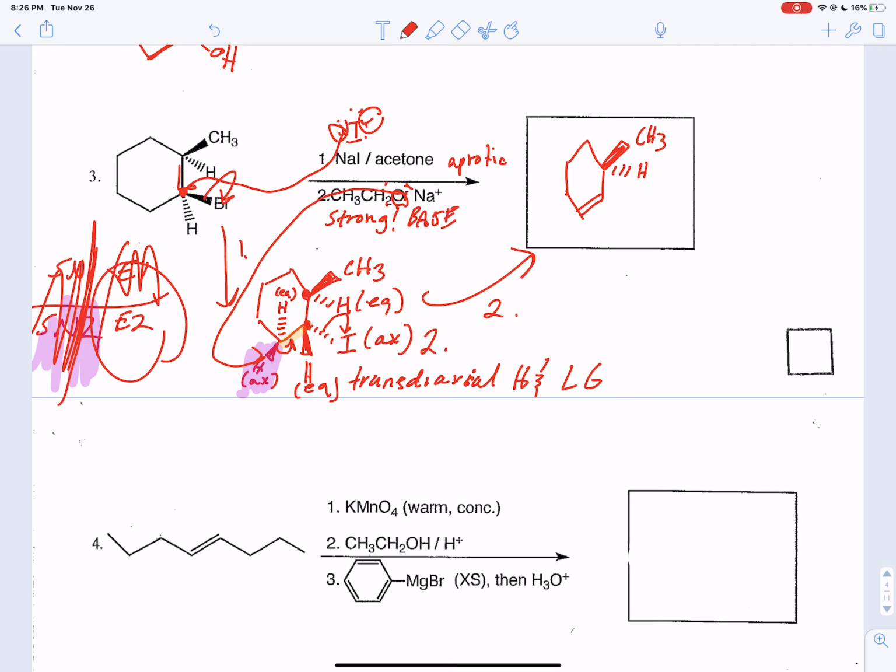Any questions about that? Just make sure the leaving group and the proton are trans-diaxial to one another, okay? No matter if the other side would give you a more stable product. In this instance, the other side would give you the more stable double bond, right? But it's not going to form because they're not trans-diaxial, okay?